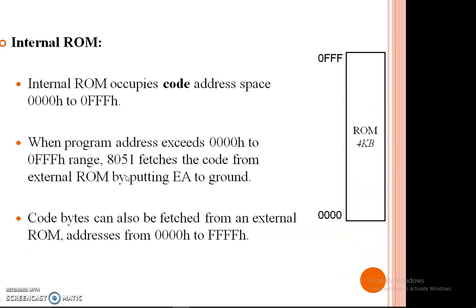And next topic is internal ROM. So here the 8051 has 4K of internal ROM. It is occupied by addresses 0000H to 0FFFH. So 4K bytes of ROM, read-only memory, is used to store the program, nothing but we can call it code memory.